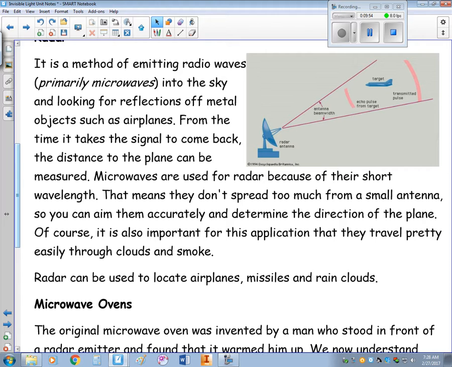So microwaves are used for radar because of the short wavelength. That means that they don't spread too much from a smaller antenna. You can aim them more accurately and determine the direction of a plane.